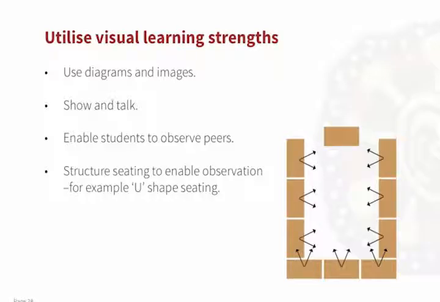Enable students to observe peers so that children who are reluctant to get going on things may be given time to observe others, but then enough time also to engage in the work once they understand what's expected of them. Structure seating to enable observation. For example, in a U-shaped seating that's illustrated here, can help children to observe others and know what's going on rather than need to be rubbernecking all the time to observe what's going on around them in class.